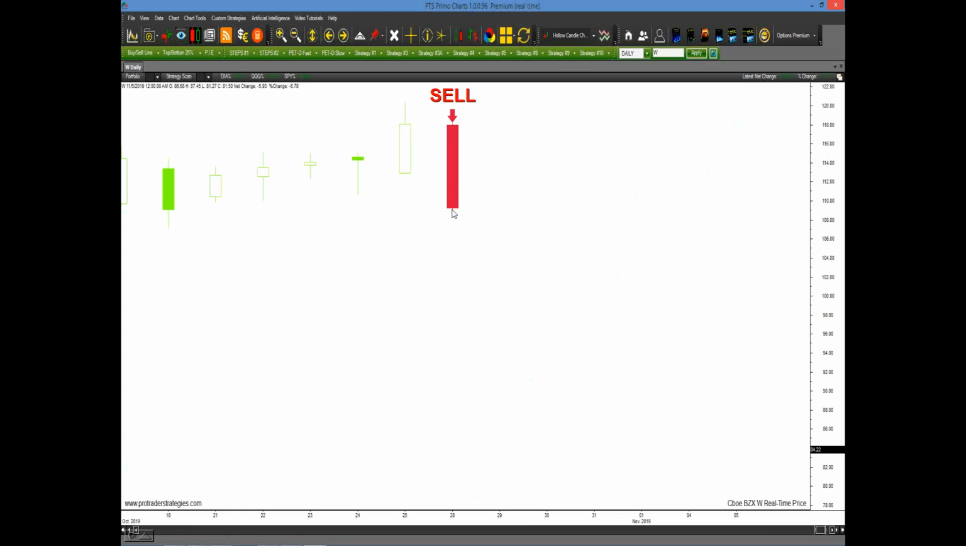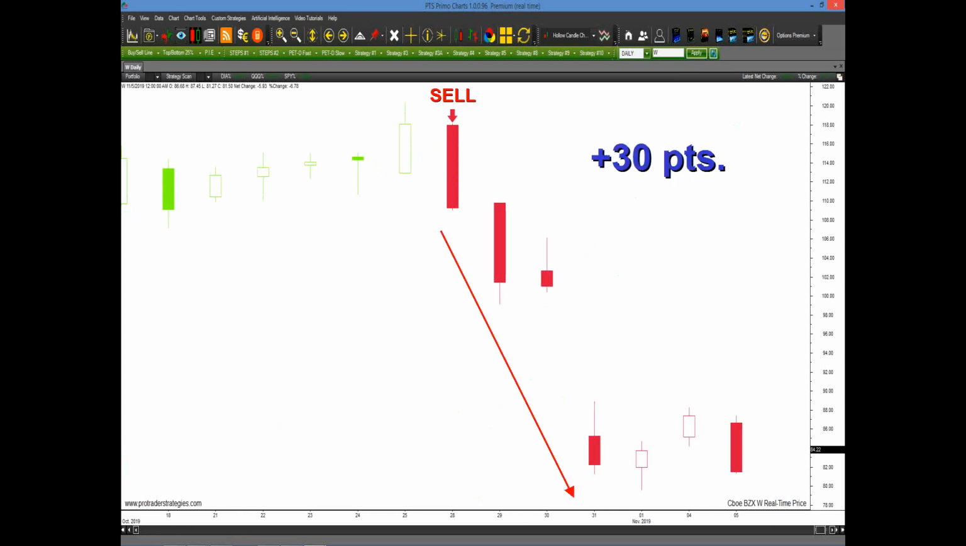Now, is it guaranteed to be a winner? Absolutely not. Nothing is guaranteed. But you have a very high probability for consistency. So we suggest taking this trade, and guess what? 30 points in the next week, coming into the first week of November.